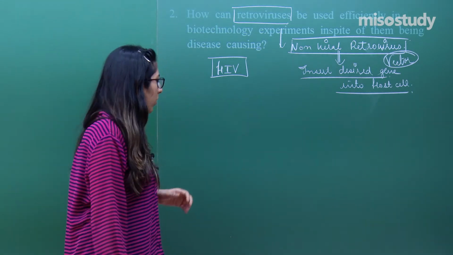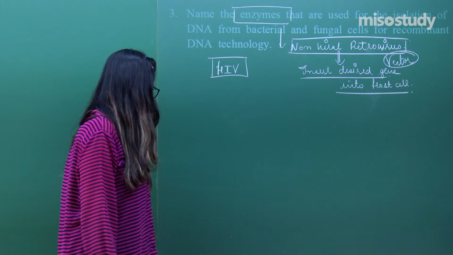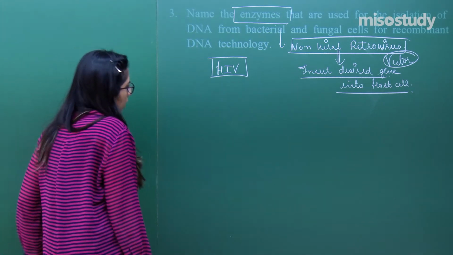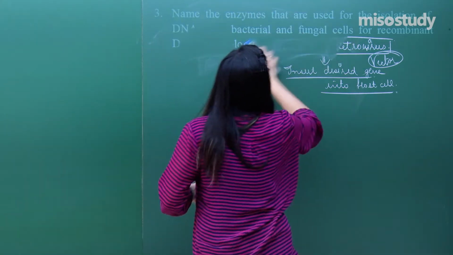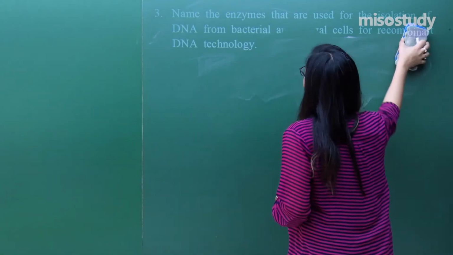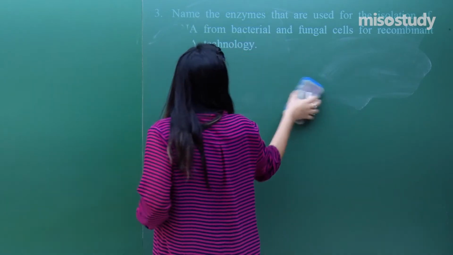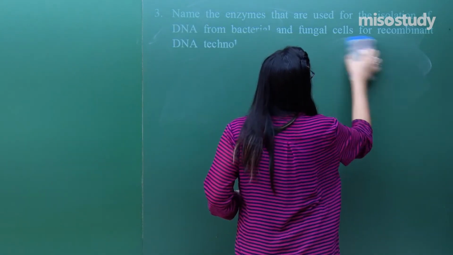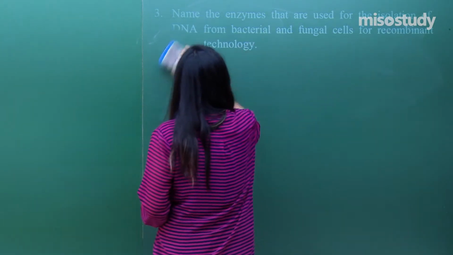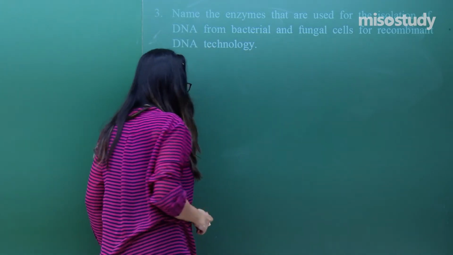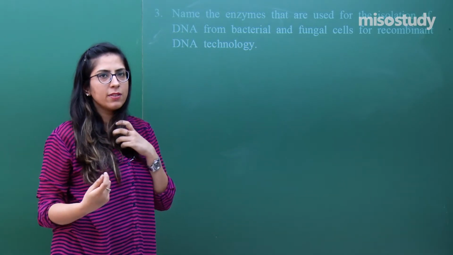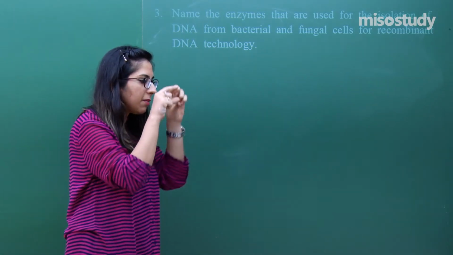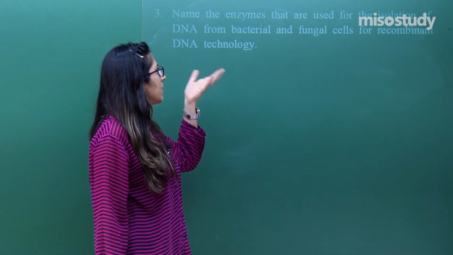Now let's move forward with question number 3. The question asks: name the enzymes that are used for isolation of DNA from bacterial and fungal cells in recombinant DNA technology. We have already discussed this. This is quite a direct question, and even within the same line the answer is mentioned.